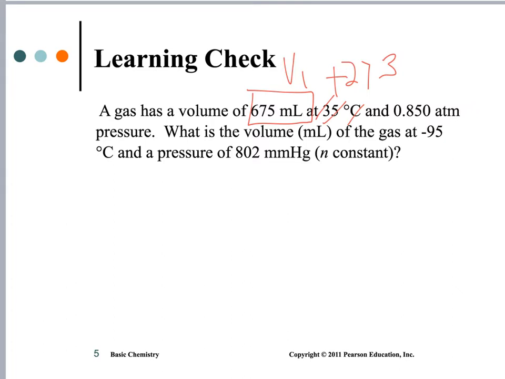Let's see, what am I going to get for Kelvin here? Give me 1 second. I'm going to add this up. I get 308 Kelvin. All right, my atmospheric pressure is 0.81. There's my P1. Here's my T1. And then it says what volume in milliliters, which is good.